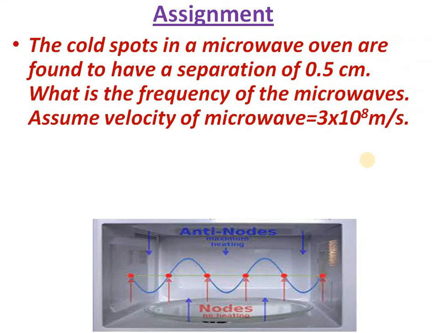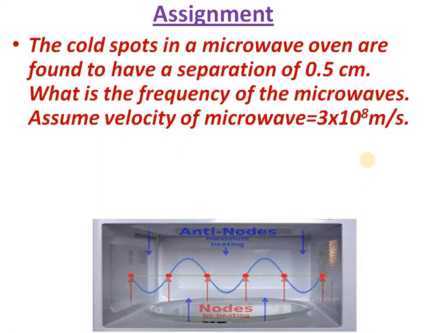And here is the second question. The cold spots in a microwave oven are found to have a separation of 0.5 centimeter. What is the frequency of the microwaves? Assume the velocity of the microwaves is equal to 3 into 10 raised to 8 meter per second.